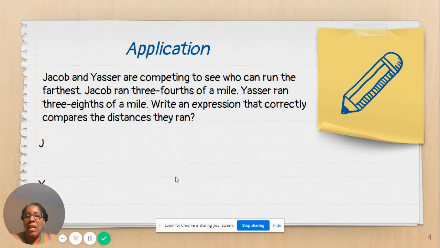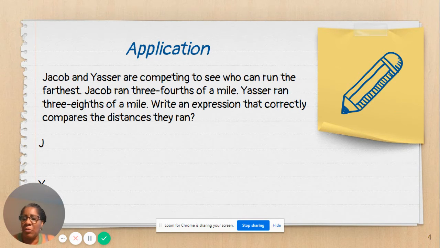Okay, so let's go ahead and apply that information I just gave you in a word problem. Jacob and Yasser are competing to see who can run the farthest. Jacob ran 3/4 of a mile. Yasser ran 3/8 of a mile. Write an expression that correctly compares the distance they ran.